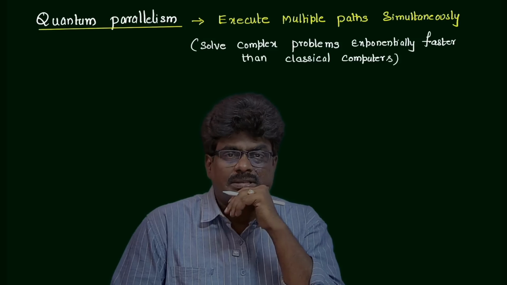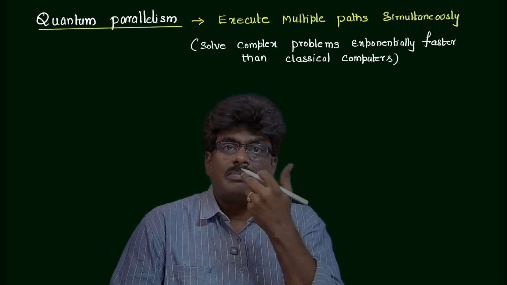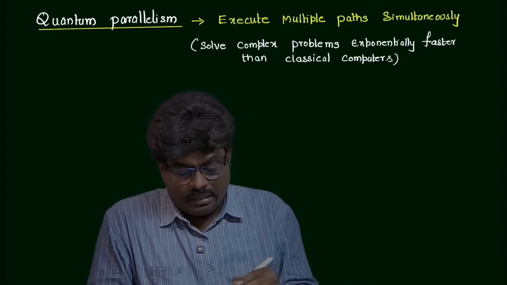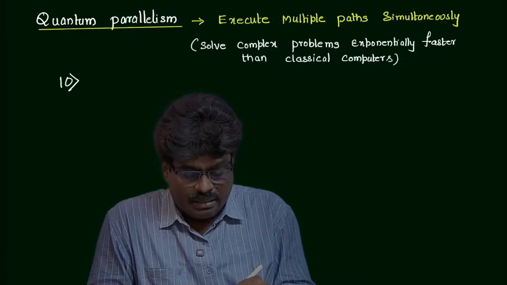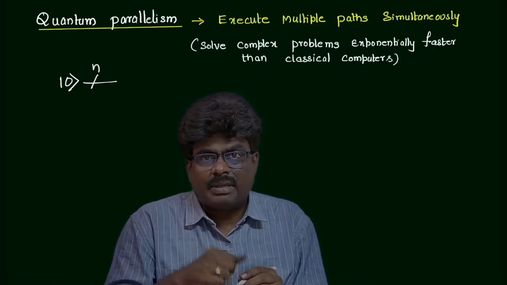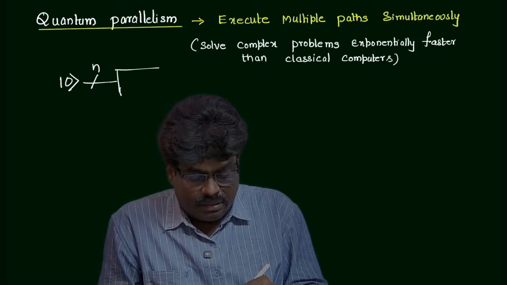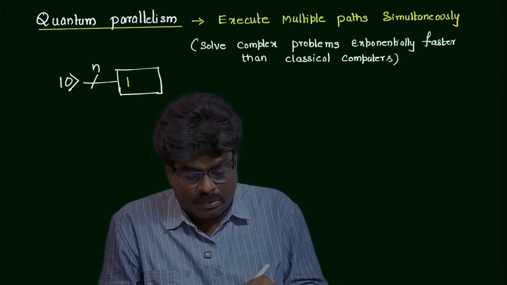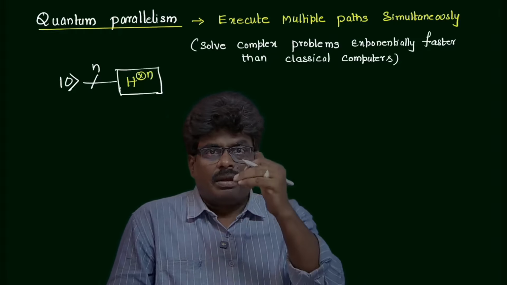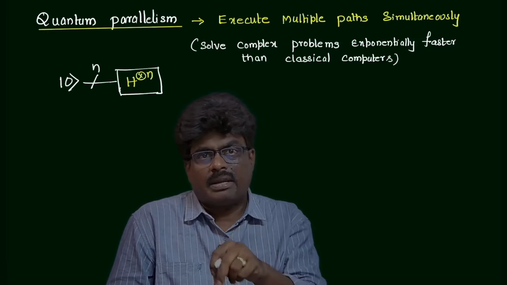What is quantum parallelism? This means it can execute multiple paths simultaneously. In most of the algorithms we will have the input like this. So here I will represent it like this. That means we have n number of inputs there, n number of paths. And here we have the Hadamard gates. Let us suppose H tensor n. So this means we have H tensor H like this. On each path the Hadamard gate operation is there.